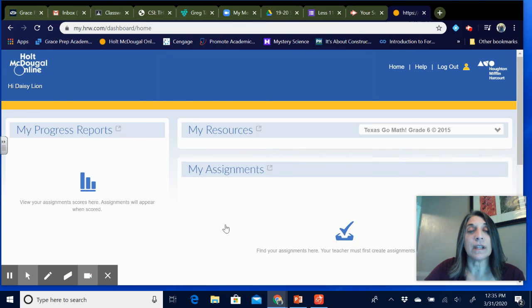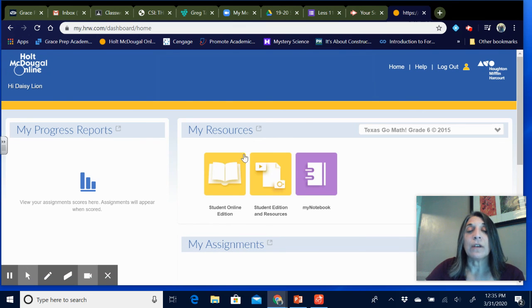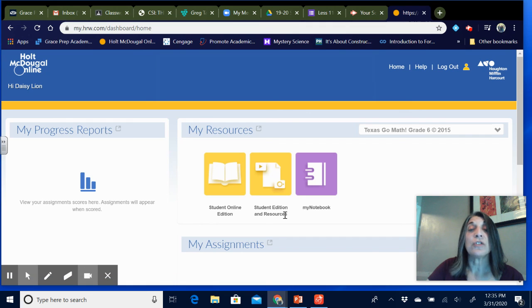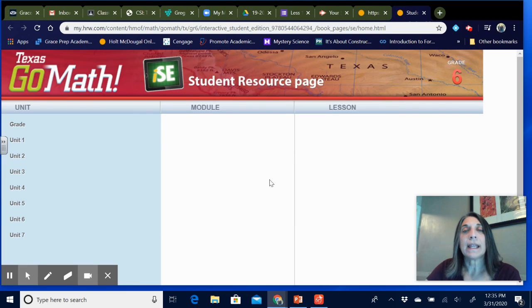And you should see the screen come up. Okay, you don't want to go into the online edition. Okay, you want to go into your student edition and resources, because the resources are where all the math worksheets are. So it'll look like this.